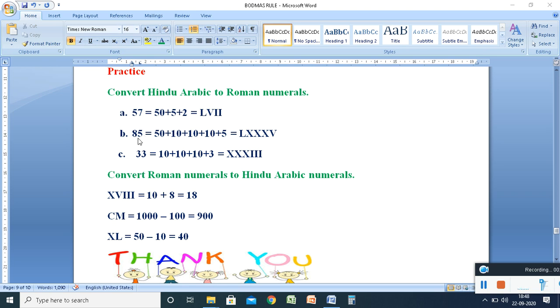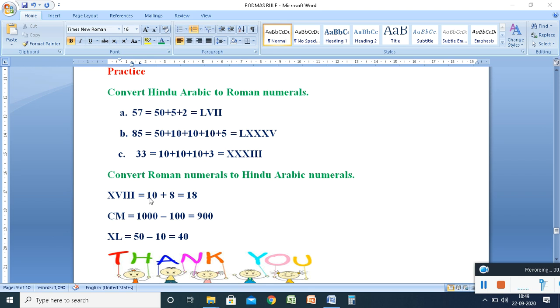And 85. Split the number. This is an Indo-Arabic number that we are following, and you have to change it into a Roman numeral. So 85 can be split into 50 plus 10 plus 10 plus 10 plus 5. So 50 is nothing but L and 10 is nothing but X. Here 3 tens are there, so you have to put 3 Xs, and then the 5 value is V. And look at the next one, 33. Same thing: 10 plus 10 plus 10, that is XXX, and 3 can be written as III.